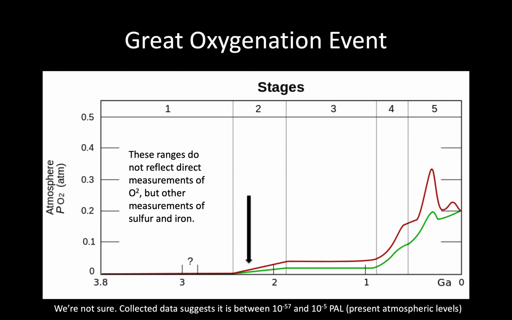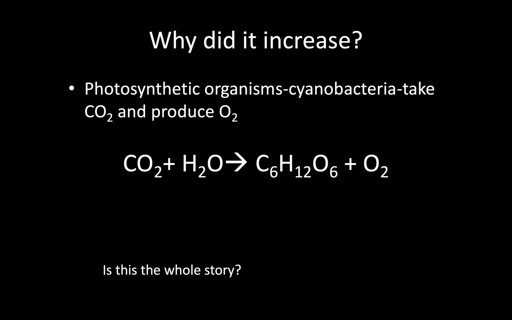They're proxy measurements, meaning we can measure the amounts of sulfur and iron in rocks to estimate how much oxygen there is. Proxy data is like if I wanted to know the temperature outside, I could look in the classroom to see if students were wearing coats or tank tops. It can give me an indication of what we're looking at, okay? So these ranges are pretty broad, but they suggest that oxygen was at about 10 to the negative 57th to 10 to the negative 5th present atmospheric levels, meaning how much oxygen there is today. So regardless of how much there was, we know it was a lot less than today.